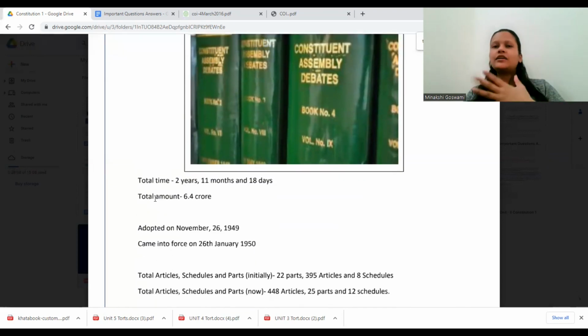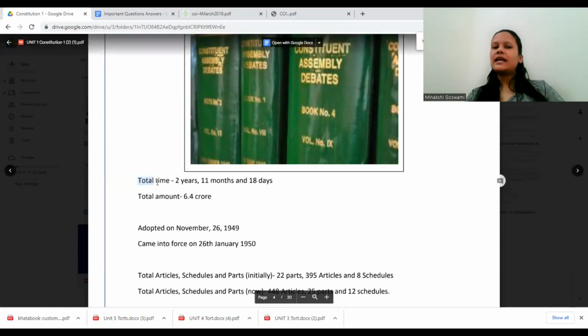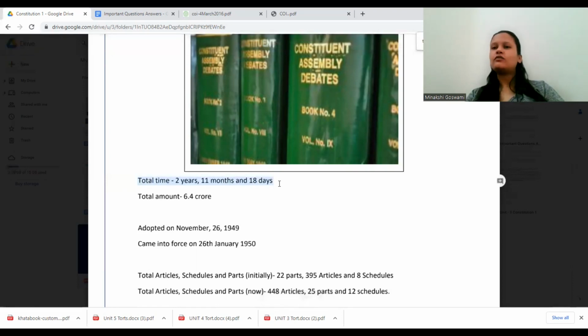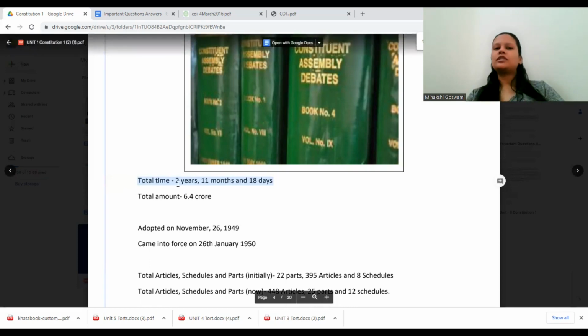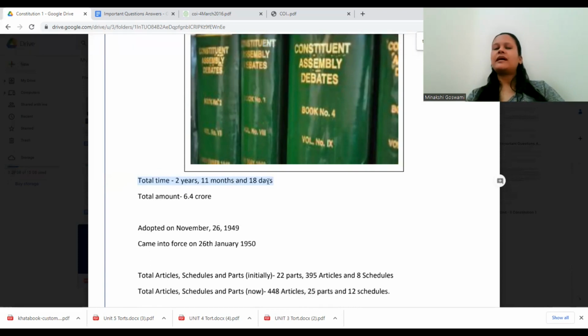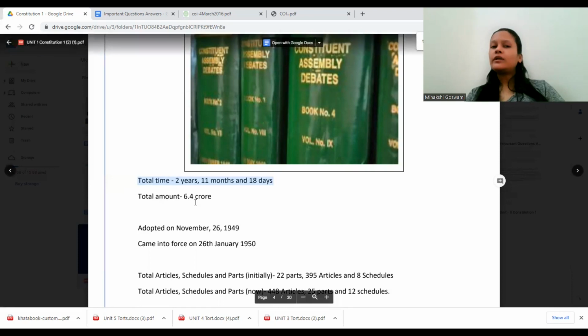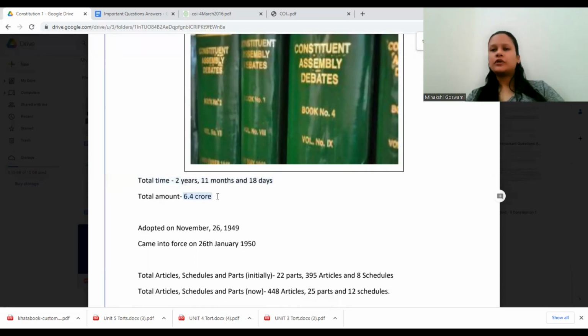So in this entire process of framing the committees, then getting their reports, then publishing the draft, then the debates, and then finally having the constitution, the entire time taken to finally have the final copy of constitution is 2 years, 11 months and 18 days. That much of time it took to finally have the constitution ready. And total amount spent was 6.4 crores in this entire duration.